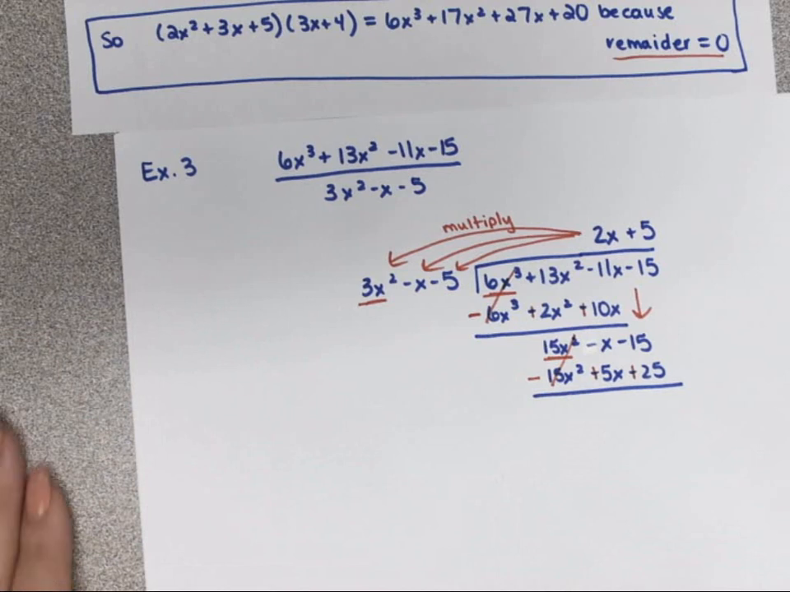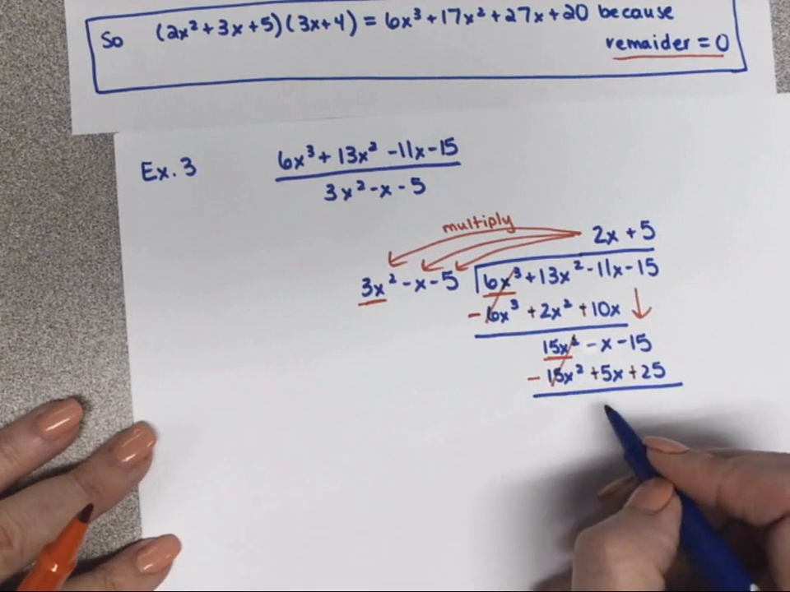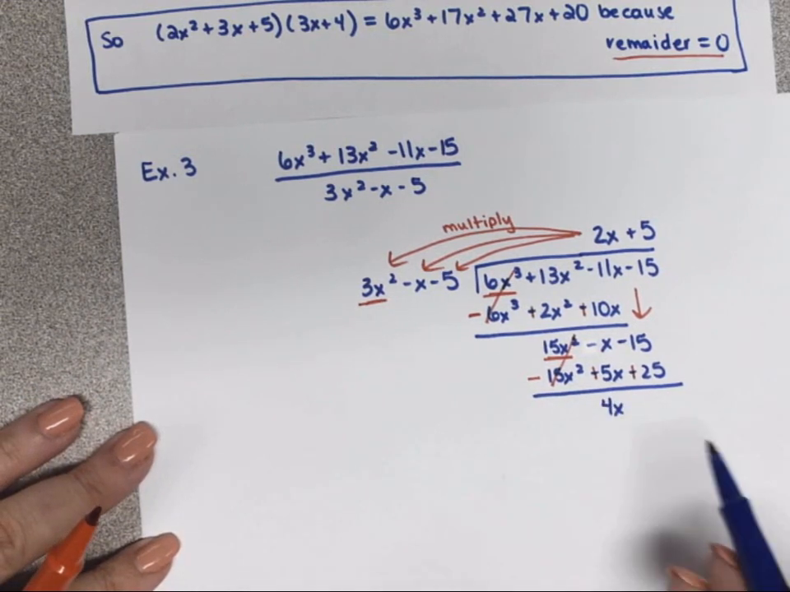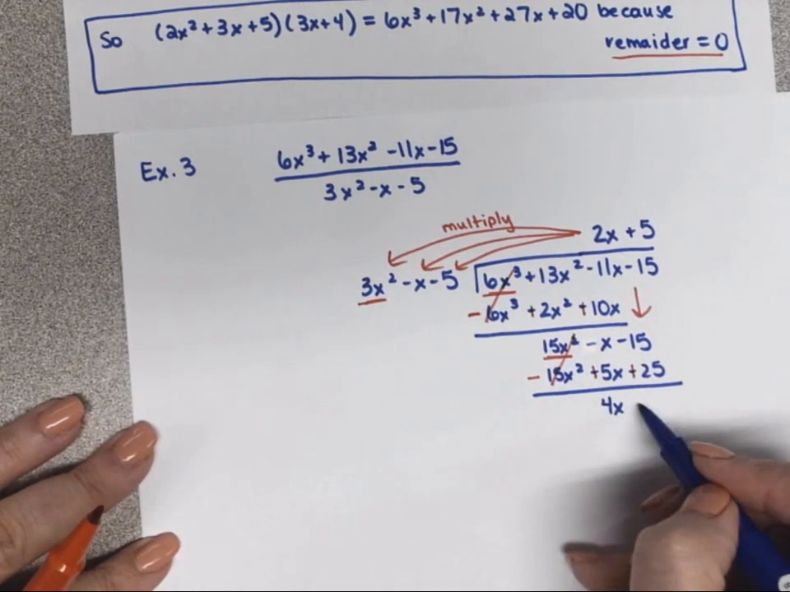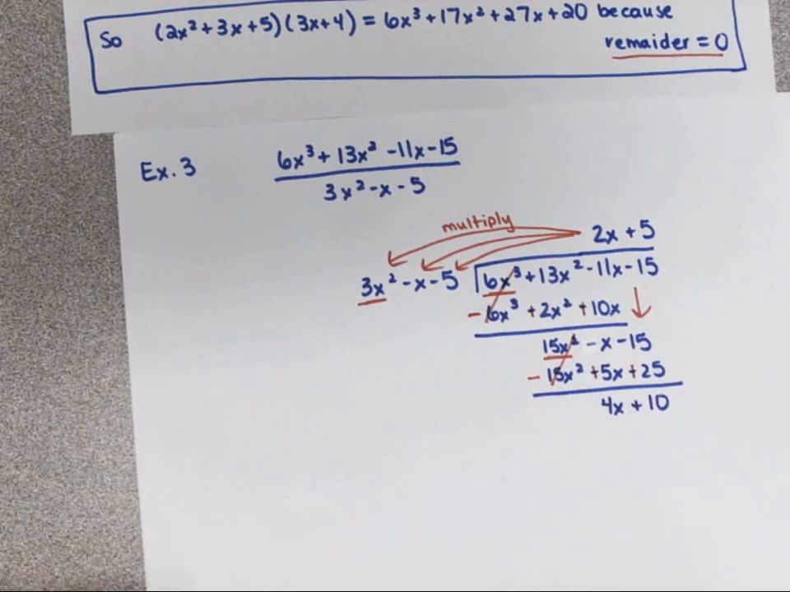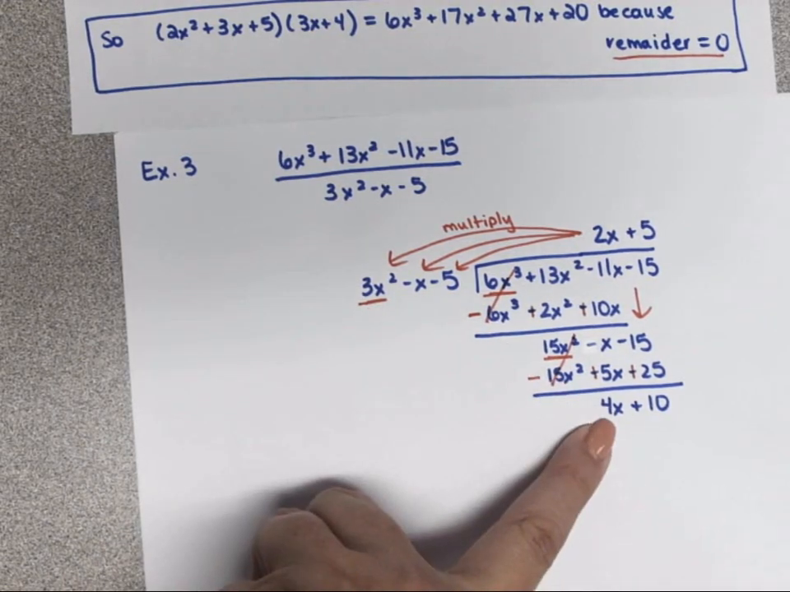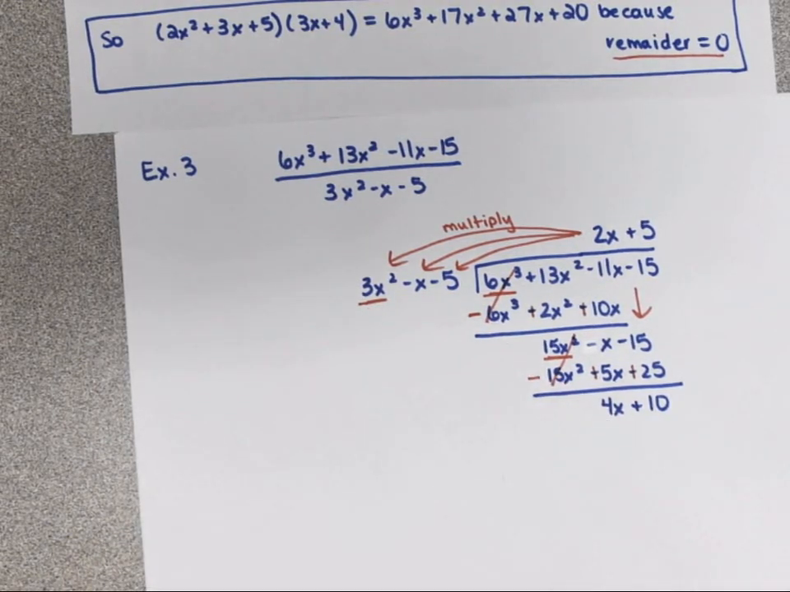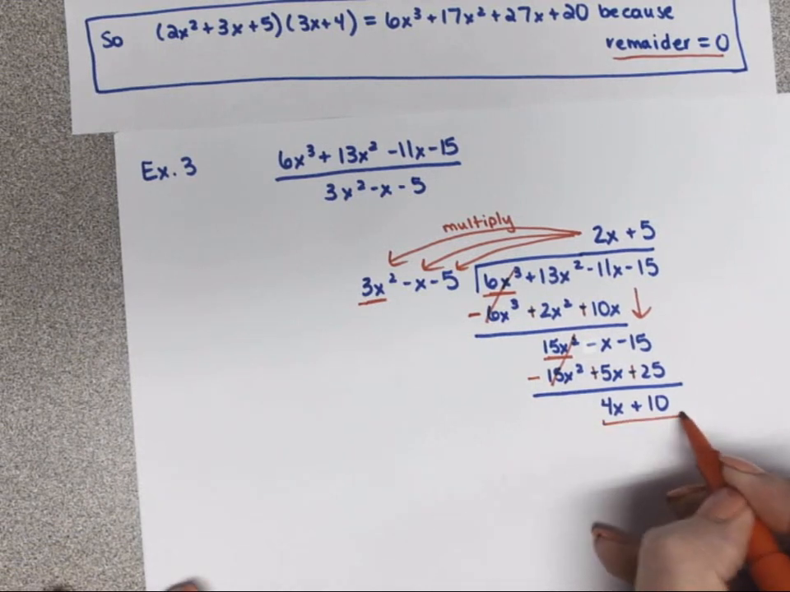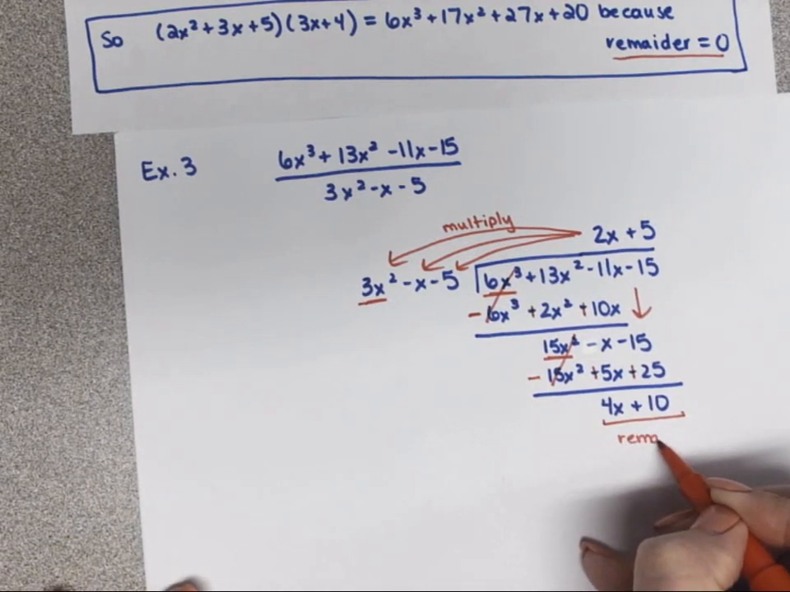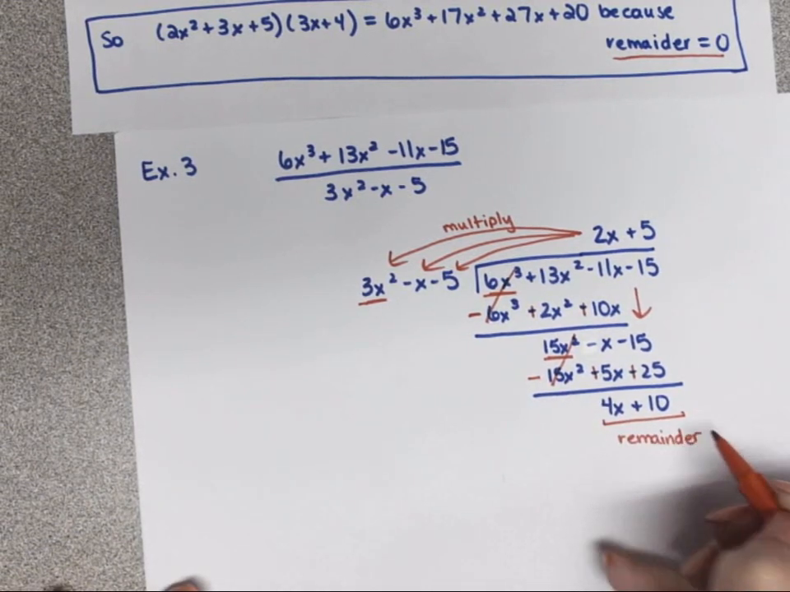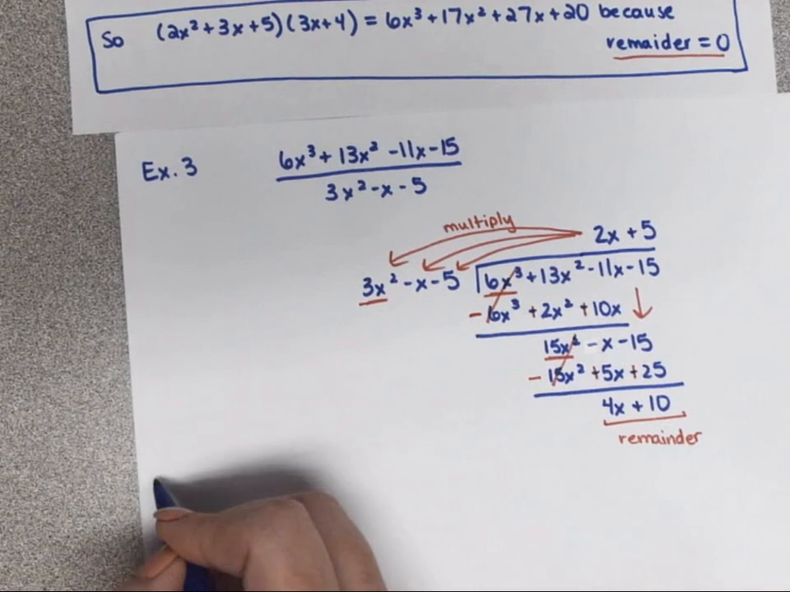So as usual, first term is gone. What about second terms when you combine them? What's negative x plus 5x? 4x. And then negative 15 plus 25 is plus 10. Okay. Notice that you couldn't keep going even if you wanted to, right? Because 3x squared cannot come out of 4x, right? It's too small, which means that this is all the what? This is the remainder.